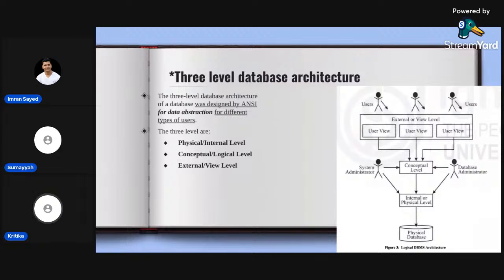The external or view level is how the user is going to see the database. It can be different for different users. For every individual, it can be personalized according to them. So they'll see only what they are supposed to see and not the entire database.